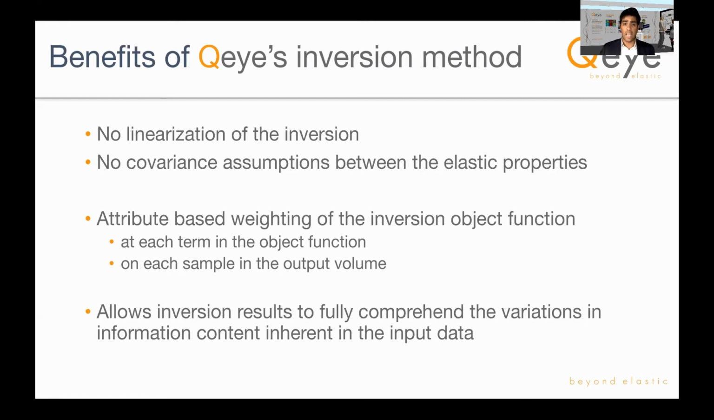Finally, the user is able to independently weight each penalty term of the object function with sample-by-sample coefficients based on data attributes such as fold, signal-to-noise ratio, bandwidth, fault proximity, etc. This level of customization recognizes the spatial and temporal variability in data quality and adjusts the inversion accordingly.